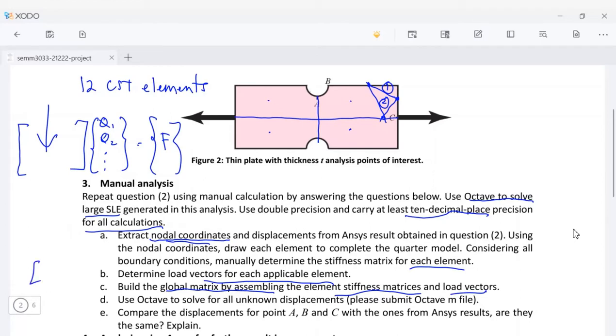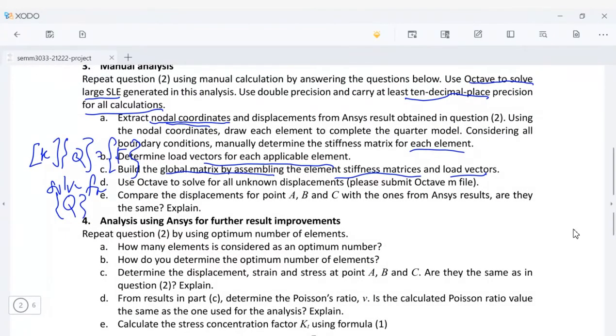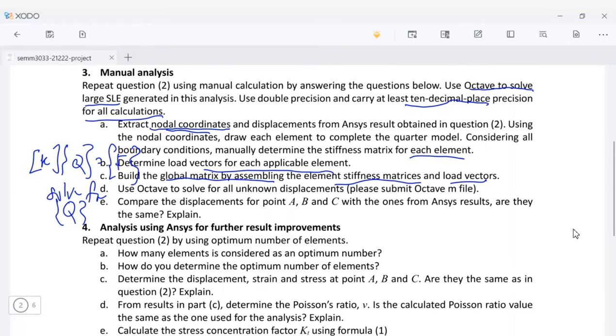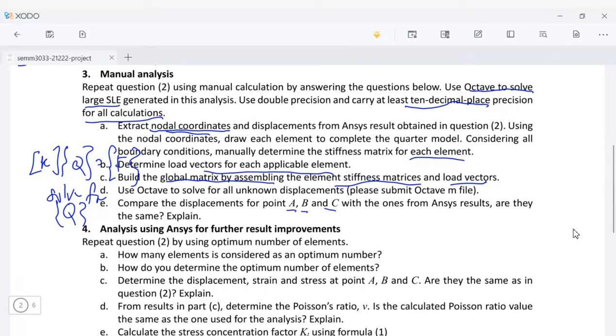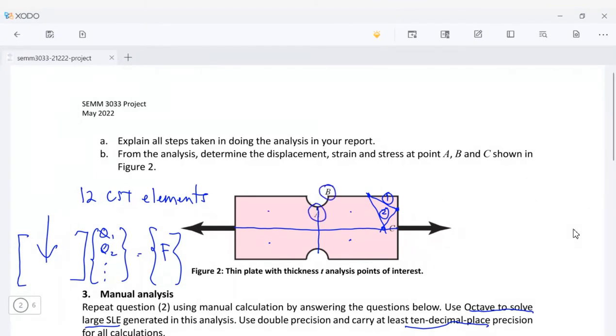And then what you get is KQ equal to F, and then solve for Q. Use Octave to solve for all unknown displacements. Please submit the Octave file as well because I need to test. Compare your displacement for points A, B, and C with the ones from the ANSYS result. So this is A, this is B, this is C. I want you to compare the result from ANSYS for A, B, and C with the result from your manual calculation for A, B, and C.